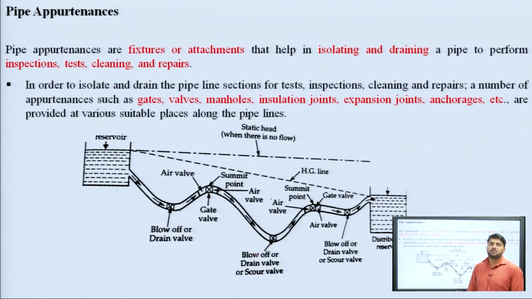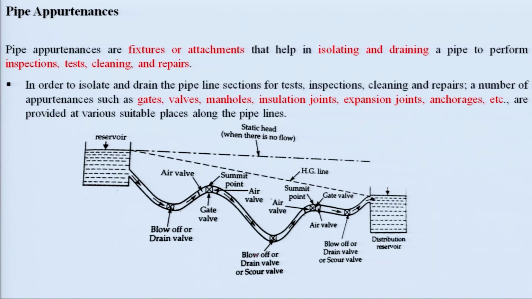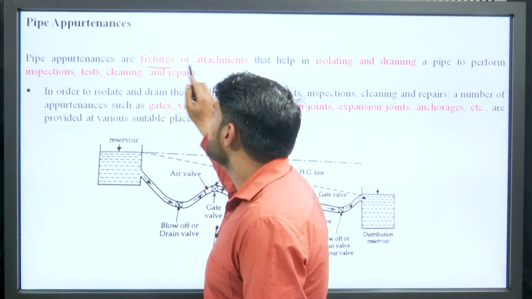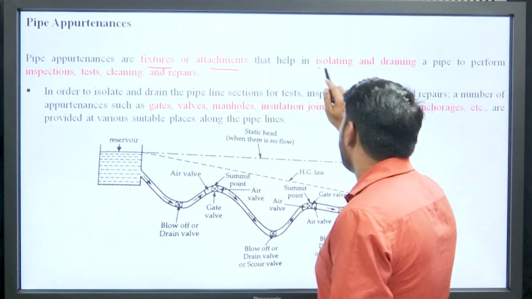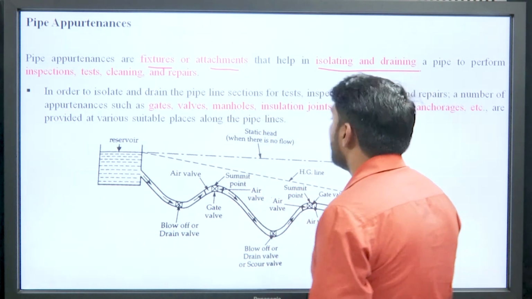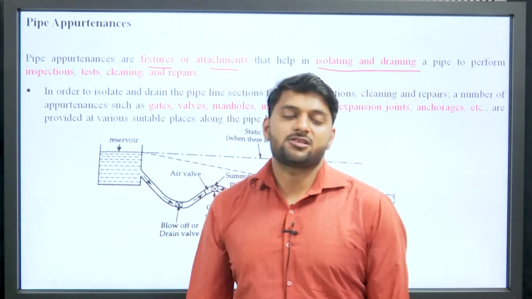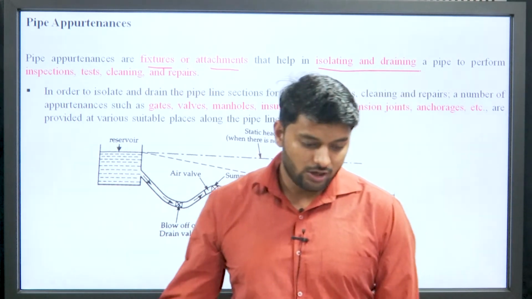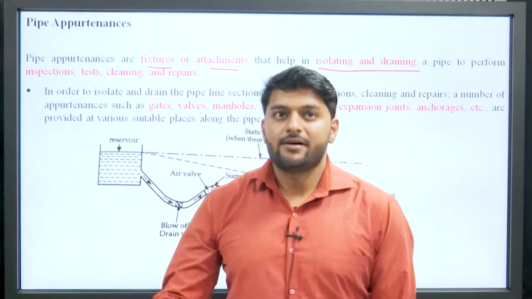Next topic is pipe appurtenances. Basically, what are pipe appurtenances? Pipe appurtenances are the fixtures or attachments that help in isolating and draining a pipe to perform inspection, testing, cleaning and repair work.